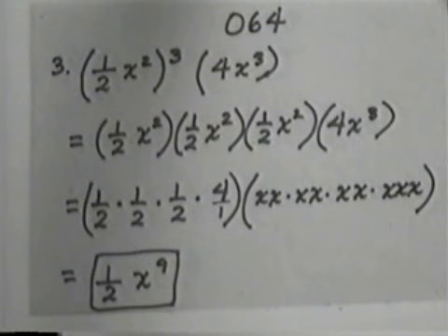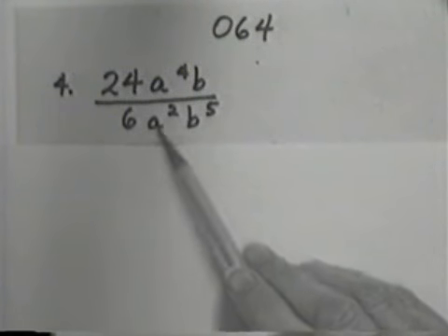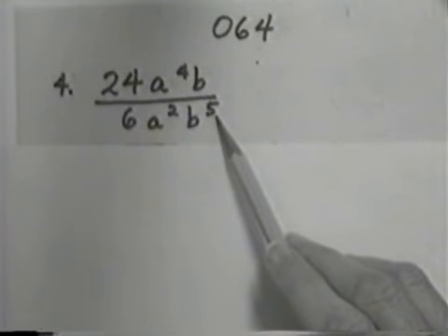So far we have multiplied and raised to powers. Let's do one now that involves dividing. This problem reads 24a to the 4th b over 6a to the 2nd b to the 5th. 24a to the 4th b over 6a squared b to the 5th.